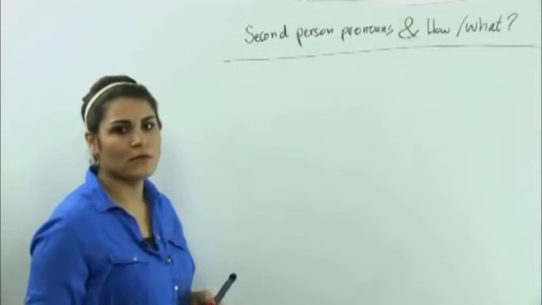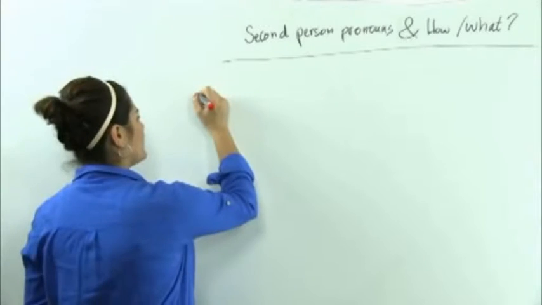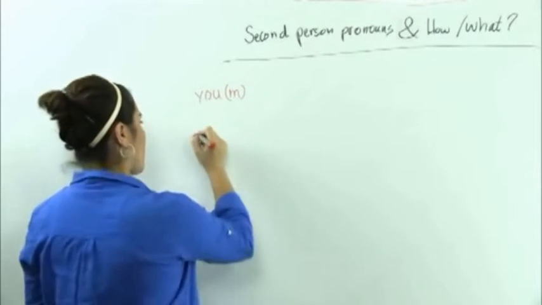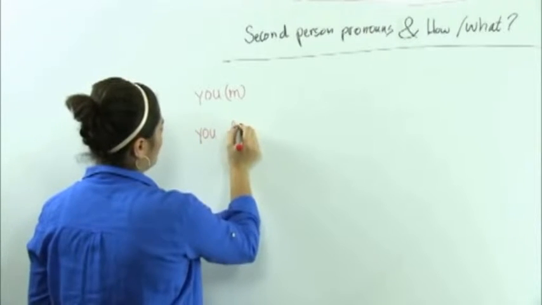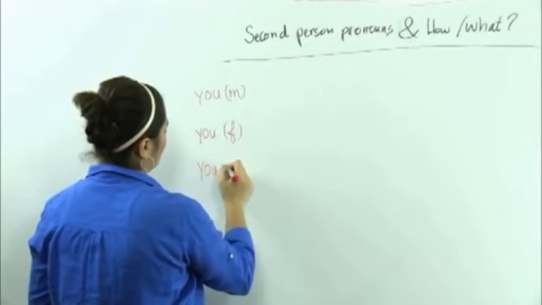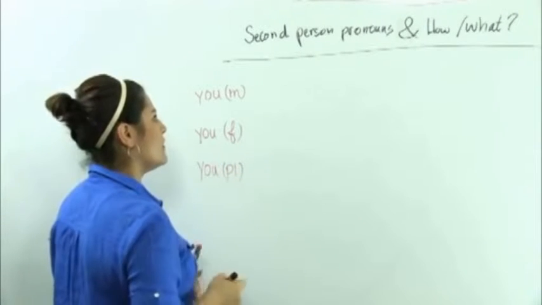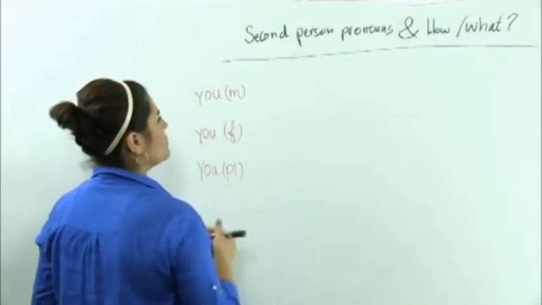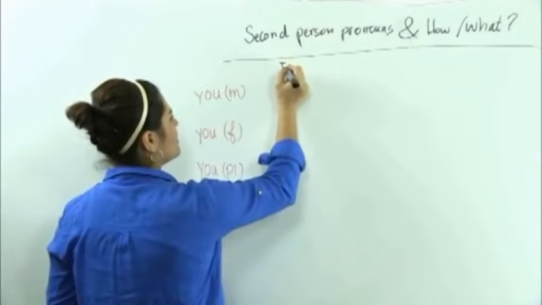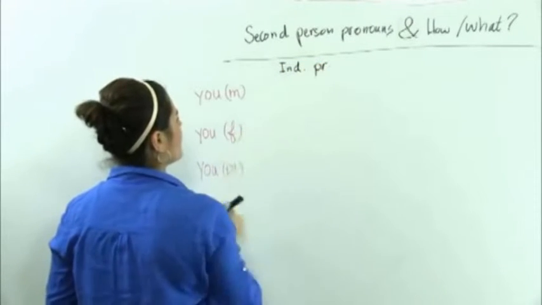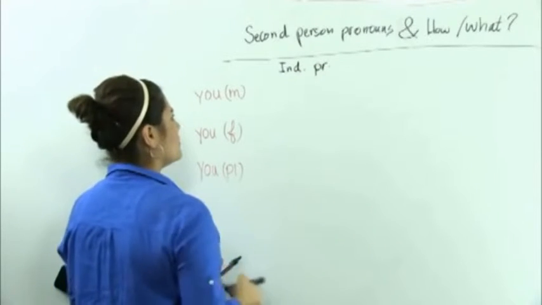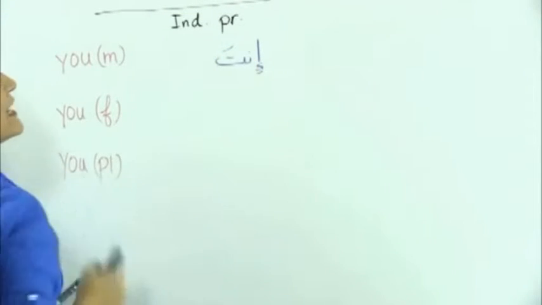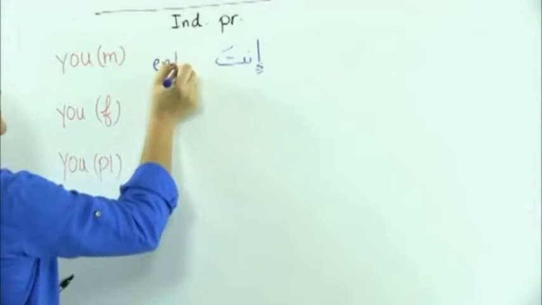So second person pronouns, we have three. We have you, masculine, you, feminine, and you, plural. As I said, pronouns have to match the gender and the quantity. So, independent pronoun, I'm going to write here, independent pronoun. You, masculine, is inta. Inta.